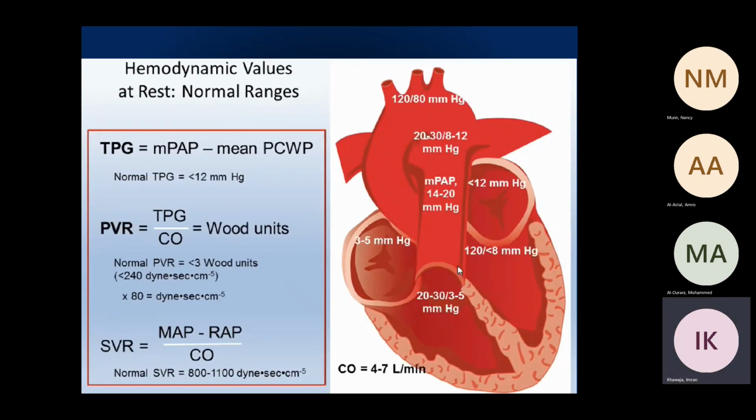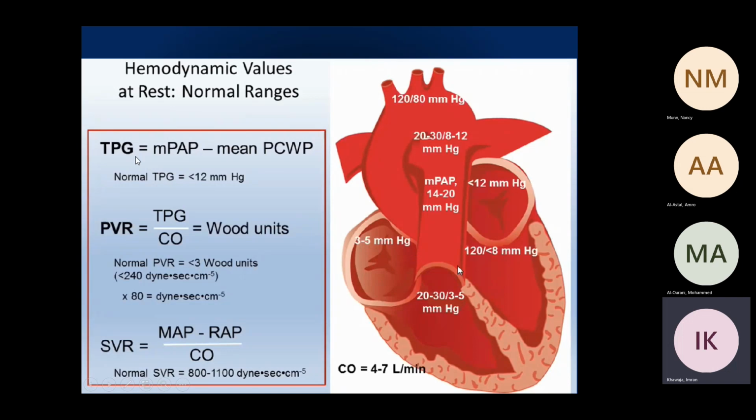So this would be the normal measurements: 20 to 30 for PA pressure systolic, 8 to 12 diastolic, with a mean less than 20. We talk about the RA, which can be variable, but can be from 0 to 8. RV is similar to the PA in systolic, but much lower diastolic. And then your wedge is usually less than 12 to 14. 14 is the maximum normal.